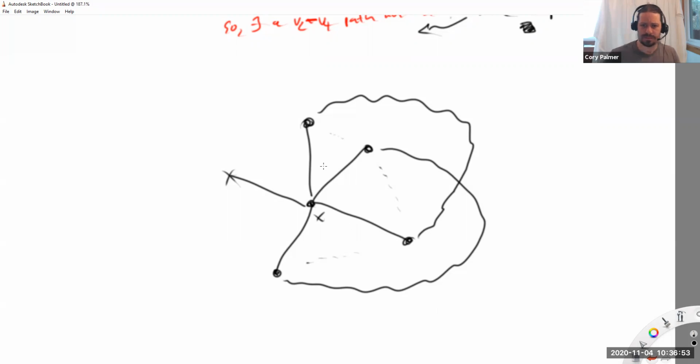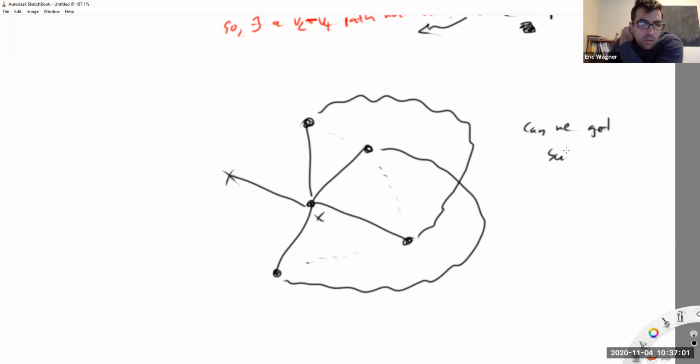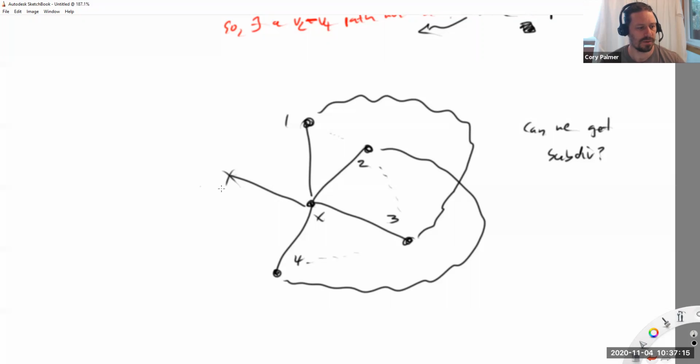Not yet. What if you attach all the other loops and then try to find a K5 minor? Okay, that's a good idea. So we could make similar arguments. Oh, okay, I see. That's an interesting idea, Eric. So let's look at colors 1, 2, 3, 4, say. Let's ignore 5 for now. Actually, I don't think we'll need it here.